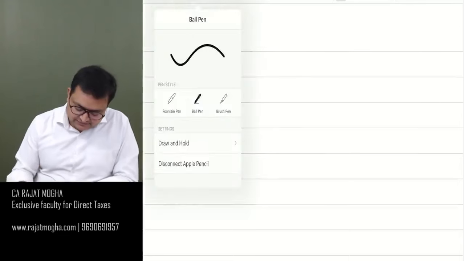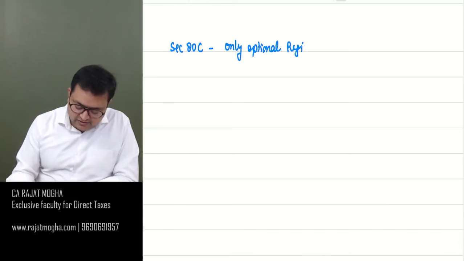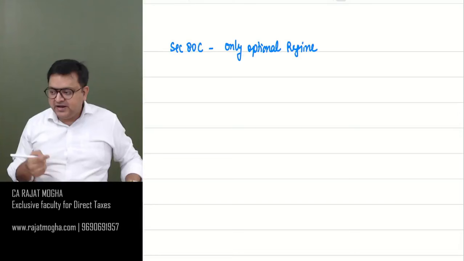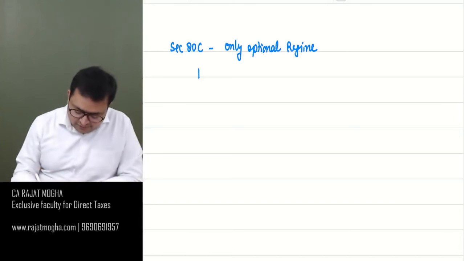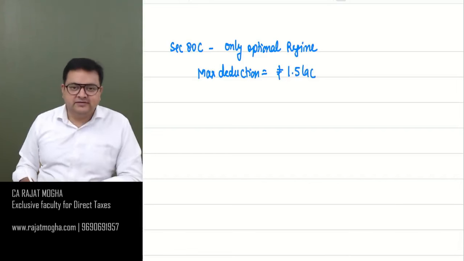Write with me. This is a deduction under 80C. Please write 80C. Only optional regime, obviously. It is not available in default. It is only under optional regime. And the maximum deduction in 80C, we all know, is 1,50,000. 1.5 lakh we can go in 80C.